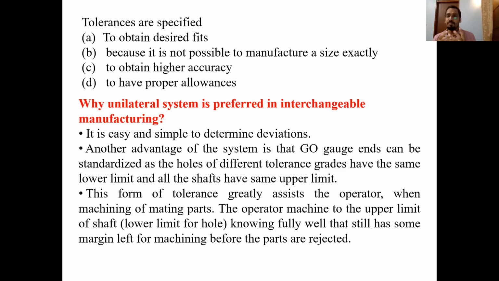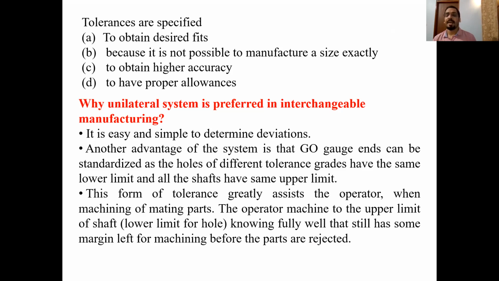So this is called fit. Fit is the degree of looseness or tightness of the two mating parts. So to provide the desired amount of fit, we need tolerance. Next is, because it is not possible for the manufacturer to produce the exact size. I have already told you that it is not possible to produce a part within its exact size.